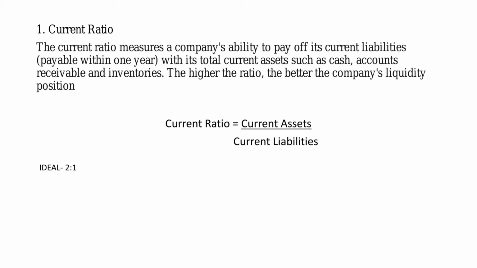तो अगर हम definition की बात करें तो the current ratio measures a company's ability to pay off its current liabilities, which are payable within 1 year, with its total current assets such as cash, accounts receivable and inventories. Here the formula of current ratio is current assets upon current liabilities. So firstly we need to understand the difference between current assets and current liabilities. So what are current assets?